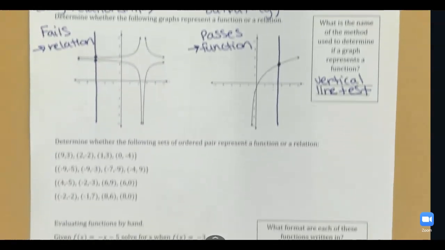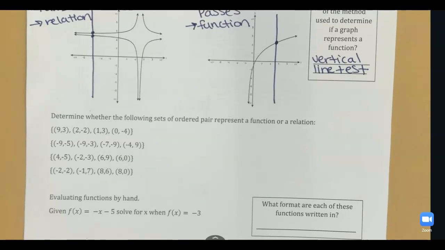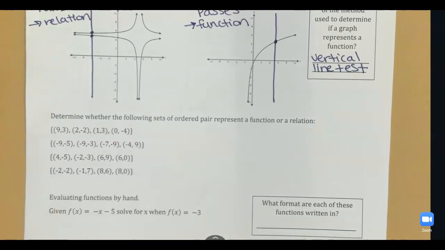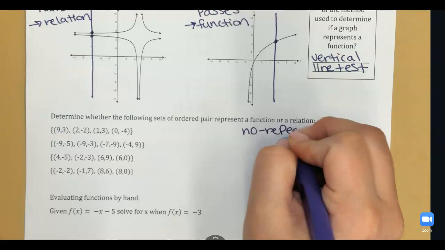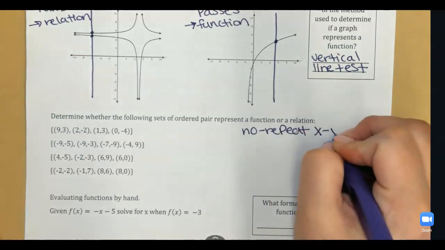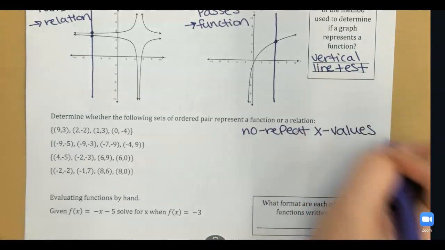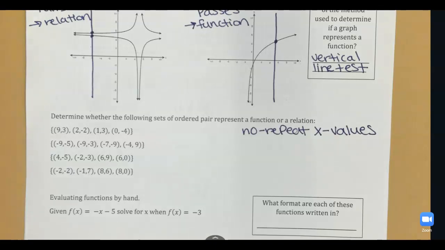Now, how would I determine if a set of data or a set of ordered pairs is a function or a relation? What you're going to do is look at these ordered pairs. Remember, these are ordered x, comma, y. And what you are really focusing on is just your x values. You want to see no repeating x values. If your x's don't repeat, then you have a function. If your x values do repeat, you have a relation.